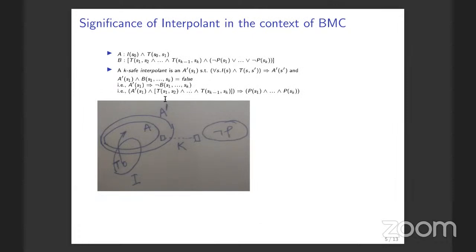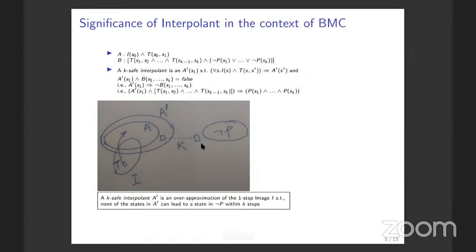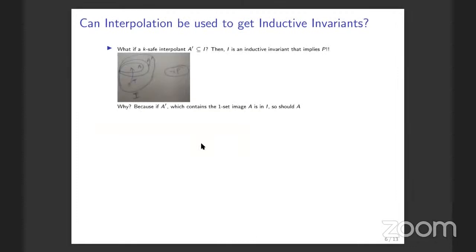If there is such an interpolant, then up to K long, the states inside this will not get into not P. So the idea is, why not use this as an over approximation? But how do you use this? What is the check that you do? See, if a K-safe interpolant that you get, A prime.